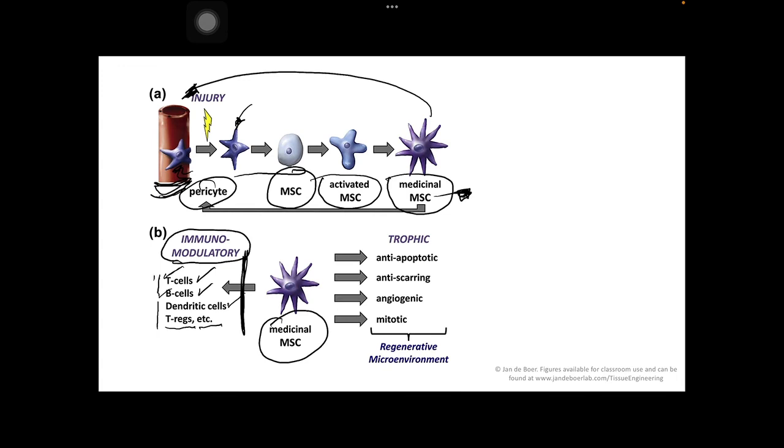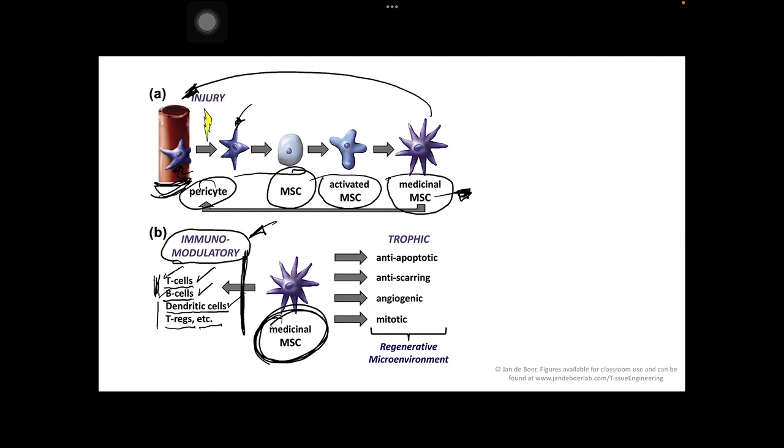For example, if you need to have B cells that will secrete antibodies, you need to create a high population of medicinal stem cells within the bone marrow environment to actually help prime or aid the generation of B cells, T cells, or dendritic cells. So the bone marrow has a very important role in the activation of the immune system.